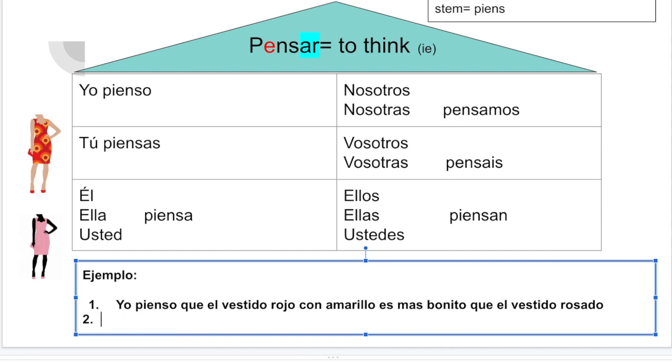Or I can say, no, ellas piensan que los vestidos son muy feos. They are giving their opinion, and basically we're saying ellas, they, female, think that the vestidos are very ugly. Okay? That's how you write statements en español when giving your opinion. Okay? Muy bien.